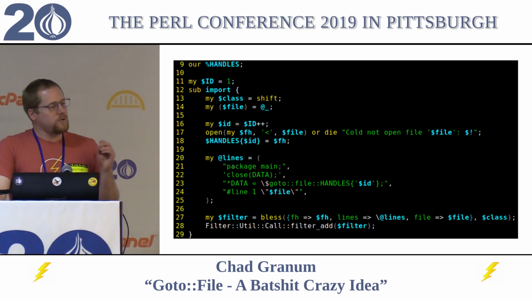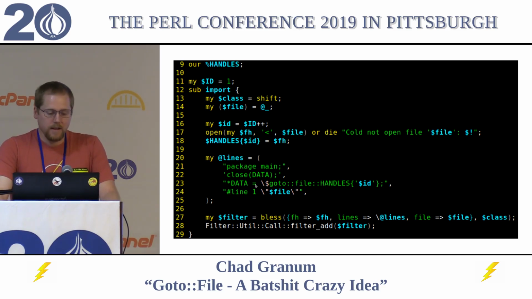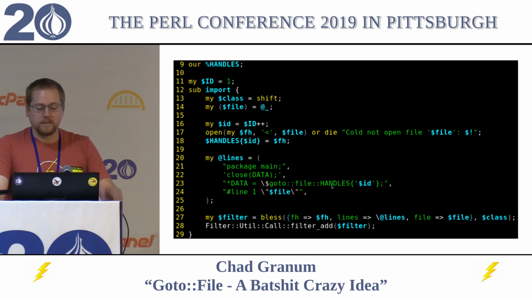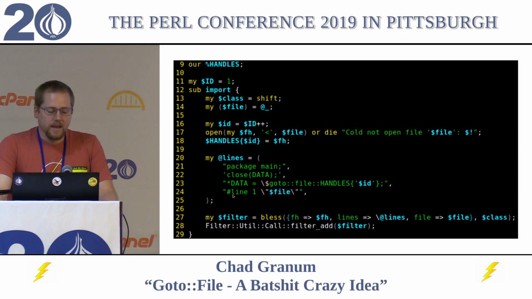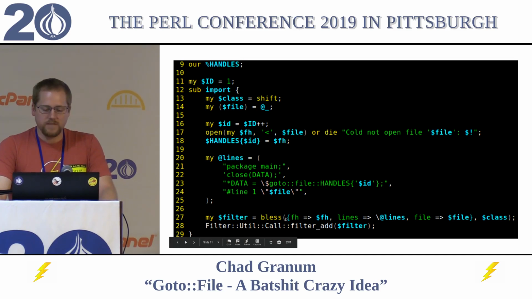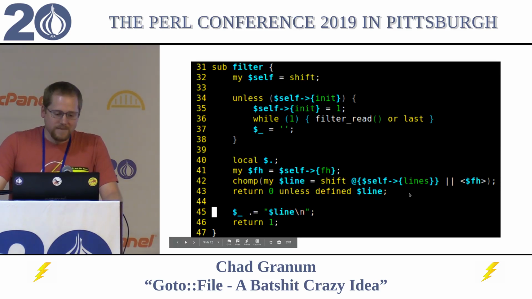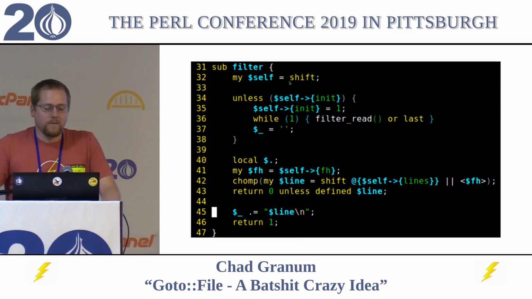Then it creates a new header to switch you back to package main, close your data file handle, and reopen the data file handle to something we've stored in our ID, and then set the line number and file name. And now all this are lines that will be executed later. Then we insert our source filter and give it information on how to get to all this stuff we just kind of typed out.